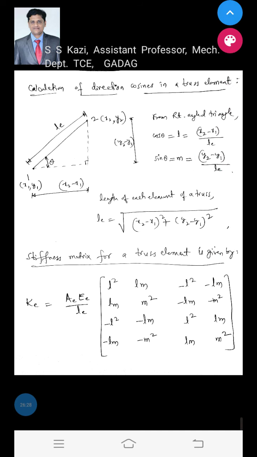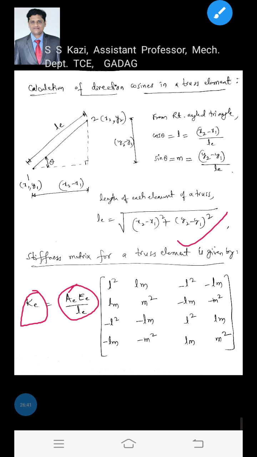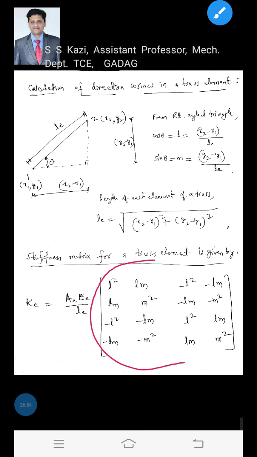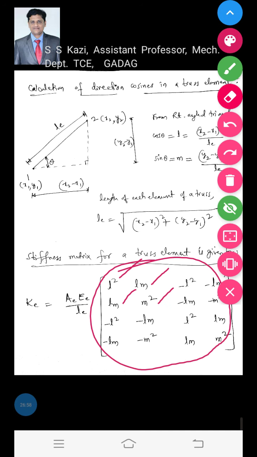And the stiffness matrix for a truss element is given by, to generate the stiffness matrices for all the elements of a truss structure, we should use the formula to find the stiffness matrix for element e, that is given by AE by L. AE is nothing but A suffix e, area of the element. This small e represents element number. E, Young's modulus of the element. LE is the length of the element. AE by L outside, and inside you should write L square, LM, m square, and this is the formula.